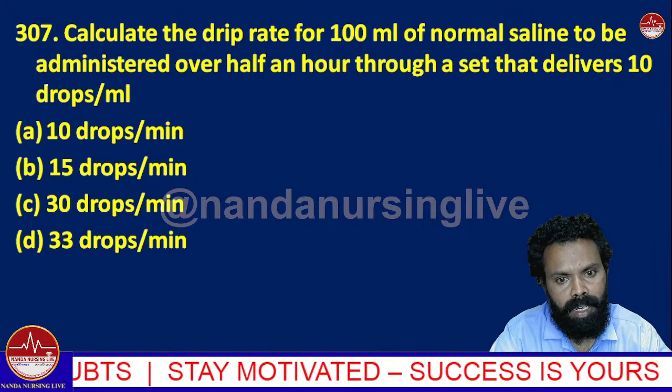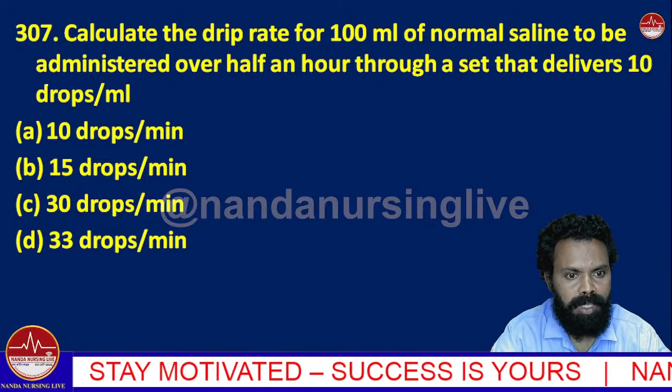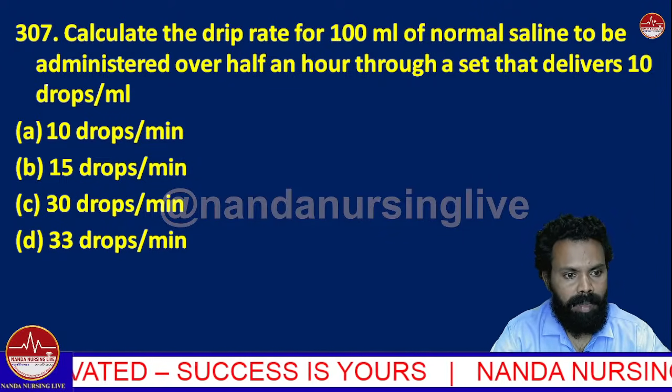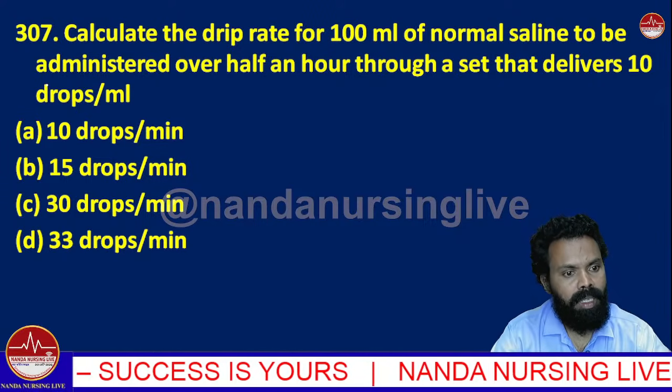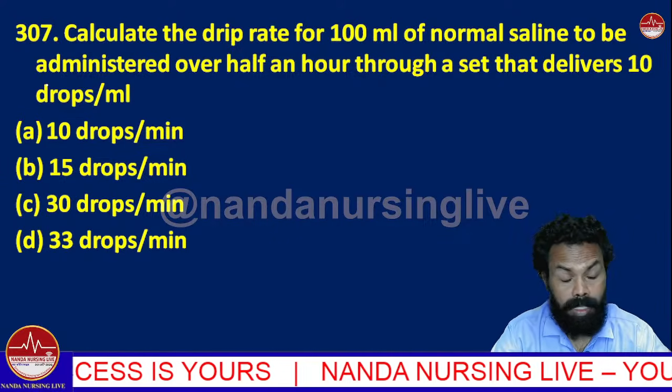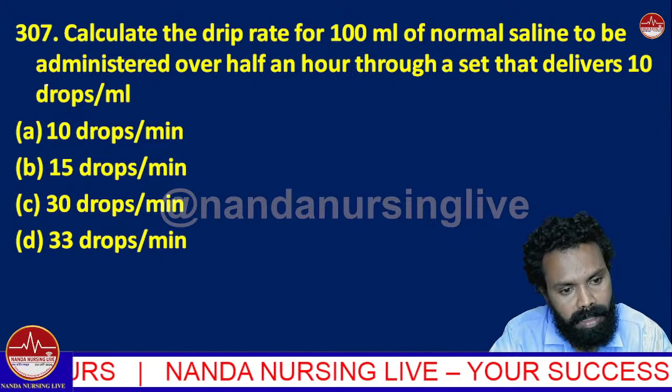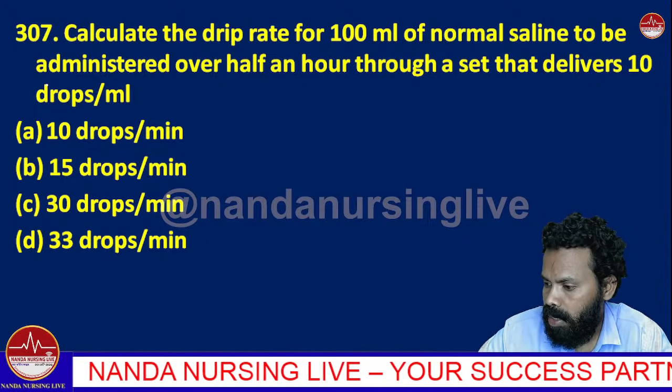Calculate the drip rate for 100 ml of normal saline to be administered over half an hour through a set that delivers 10 drops per ml. Option A is 10 drops per minute. Option B is 15 drops per minute. Option C is 30 drops per minute. Option D is 33 drops per minute. So which option is the correct answer?